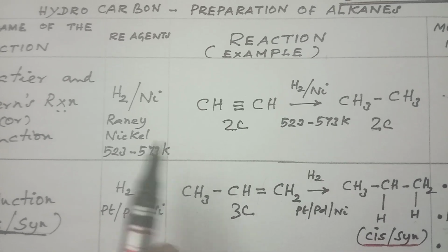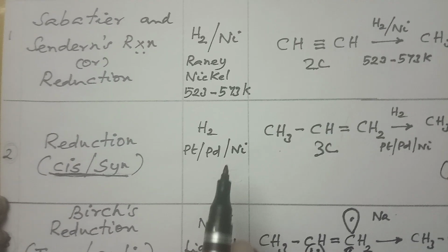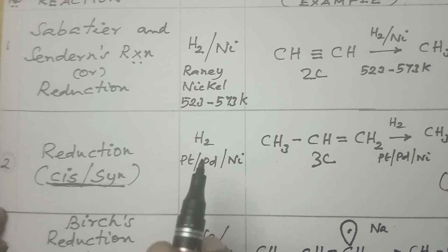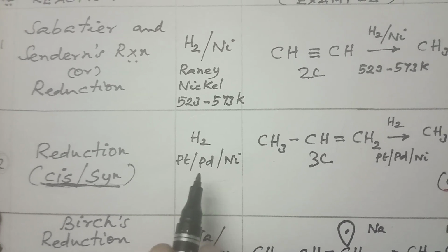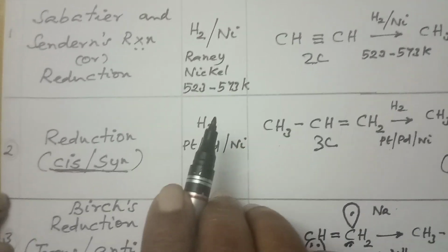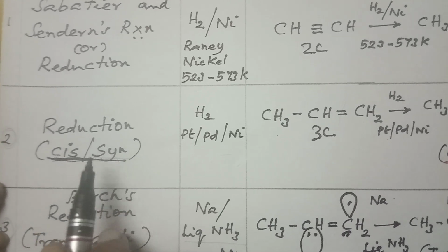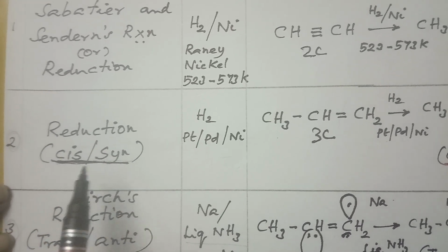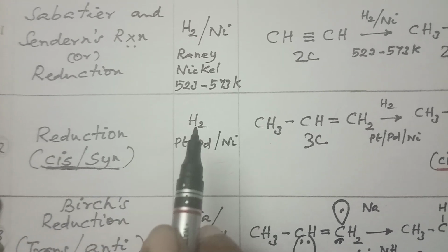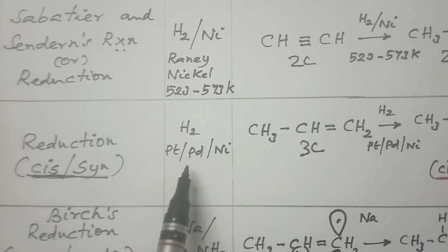Like that, each reaction you have to prepare. I am going to the second reaction, in which you focus on the reagent first: hydrogen in presence of palladium or platinum or nickel. So this is the catalyst, and a simple reduction is given. Now think about the reaction. What is the name of the reaction? This is reduction. What is special? It follows cis addition or syn addition. So hydrogen with this reagent, you have to conclude it is cis.